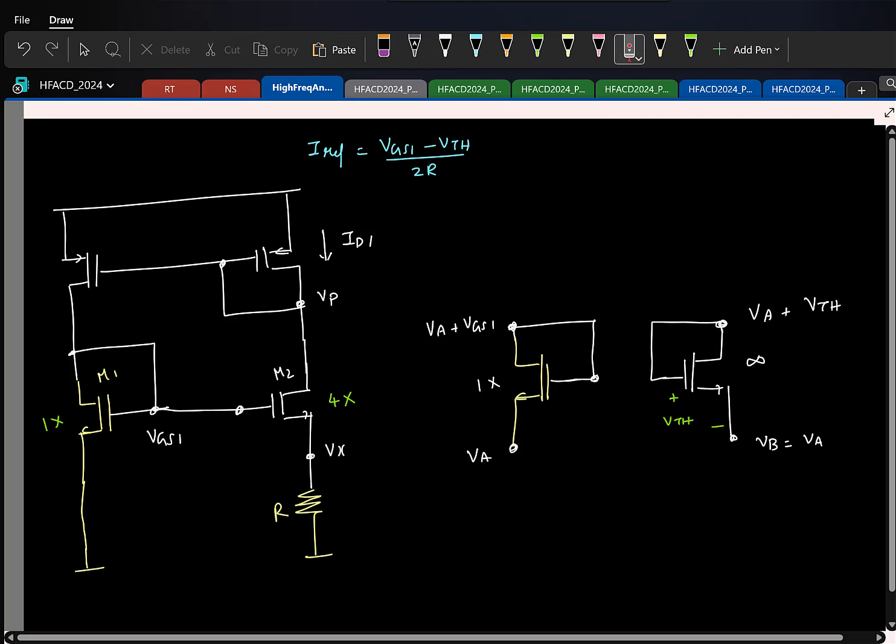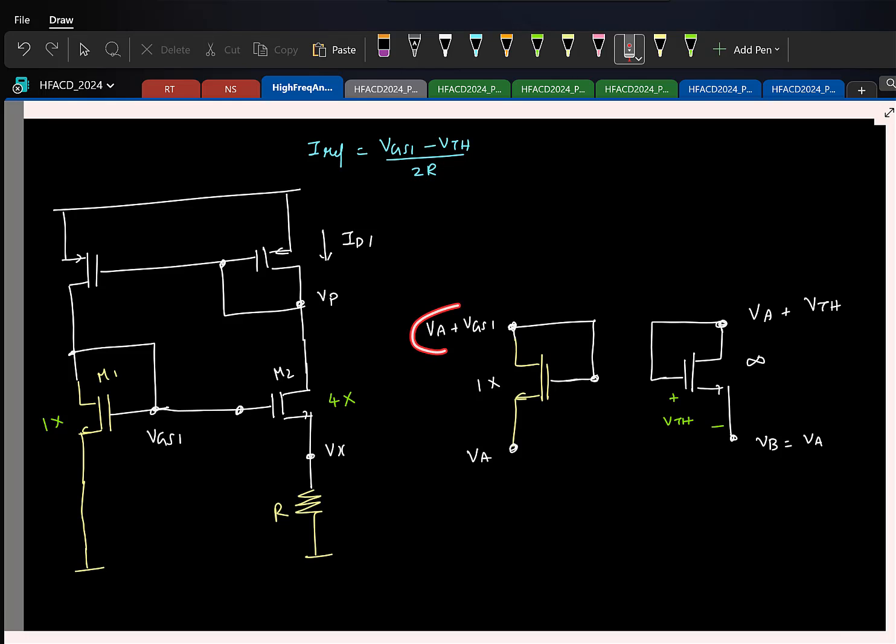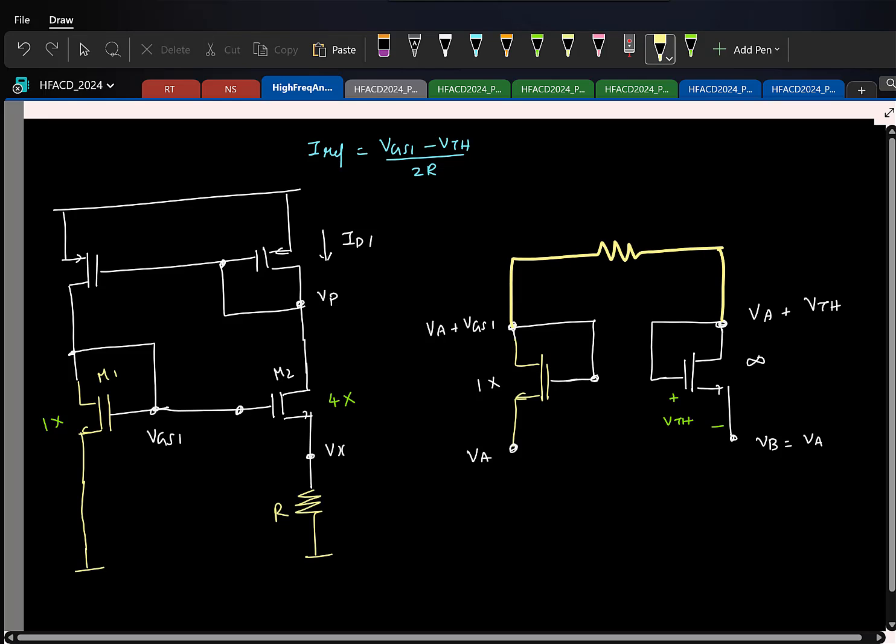So now think about it. I want to generate a current which is VGS1 minus VTH by 2R. I have these two voltages. What can I do to generate that current? Okay, that seems like the obvious solution. He's suggesting this. So if I put it to R, what is the current?